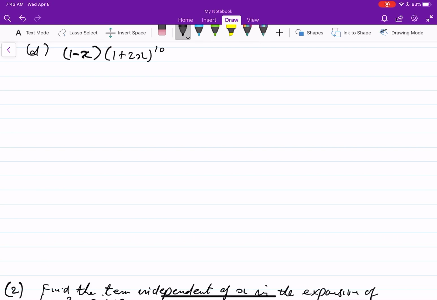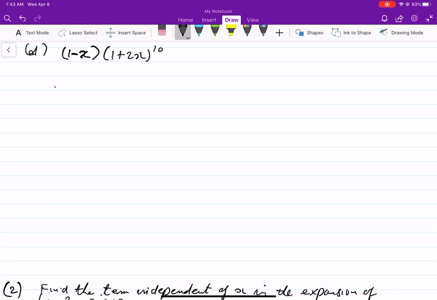So we'll first expand (1 plus 2x) to the power 10 using the binomial theorem.